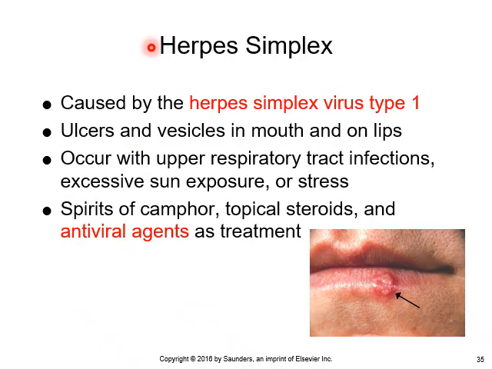Herpes simplex is caused by the herpes simplex virus type 1. We will see ulcers and vesicles in the mouth and lips that look like this. And this usually occurs with an upper respiratory tract infection, excessive sun exposure, or even stress. We can give the patients antiviral agents like ointment, or we can give topical steroids and spirits of camphor as treatment.